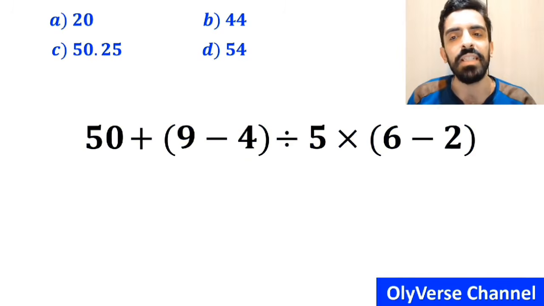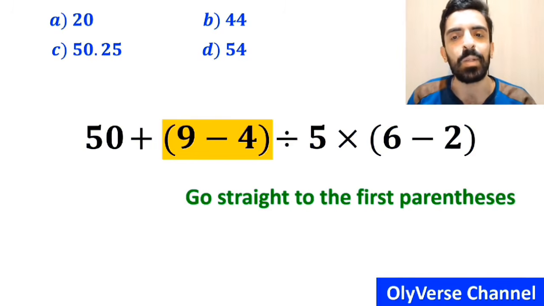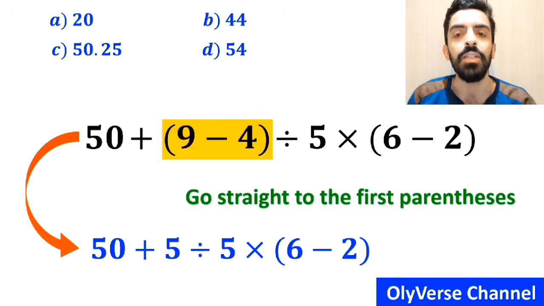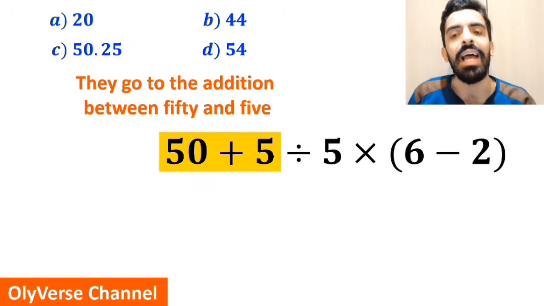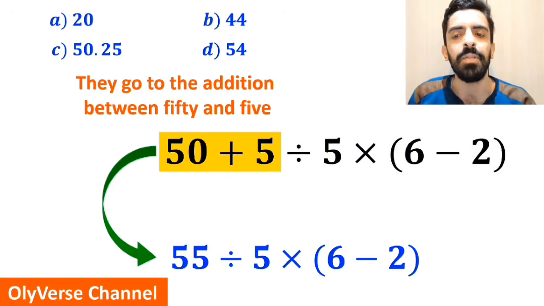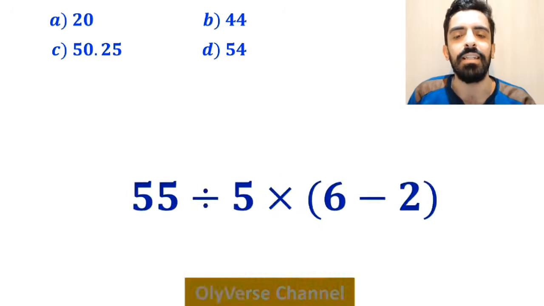Many people, when solving this question, go straight to the first parenthesis and simplify this expression to 50 plus 5 divided by 5 multiplied by 6 minus 2 inside the parenthesis. And the next step, they go to the addition between 50 and 5 and simplify this expression to 55 divided by 5 multiplied by 6 minus 2 inside the parenthesis.